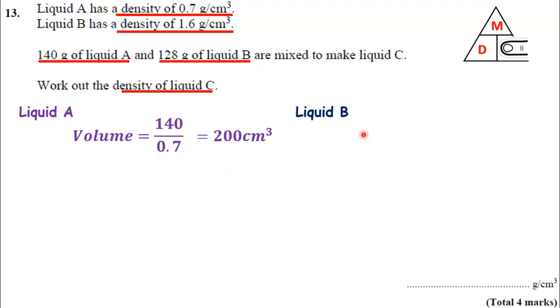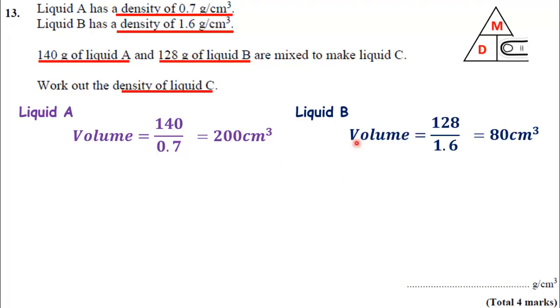For liquid B, remember again, mass over density. Mass is 128. Its density is 1.6, so 128 divided by 1.6. Again, use a calculator. That's 80 centimeter cubed.